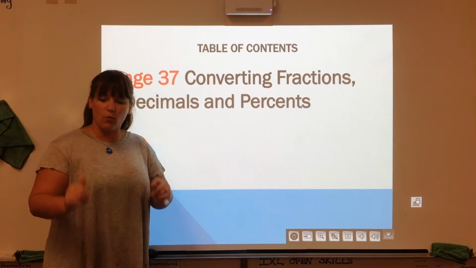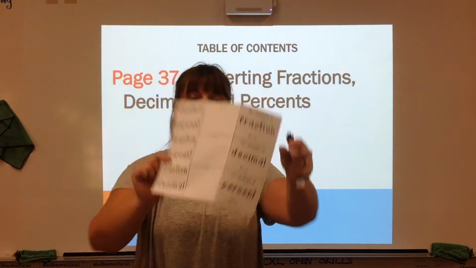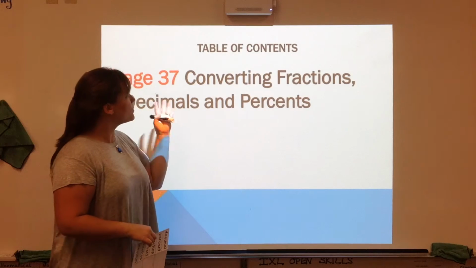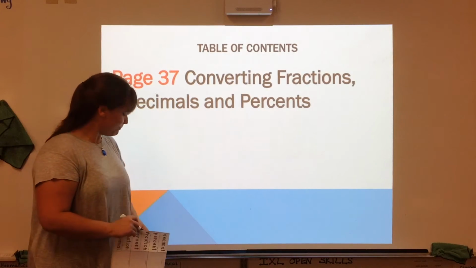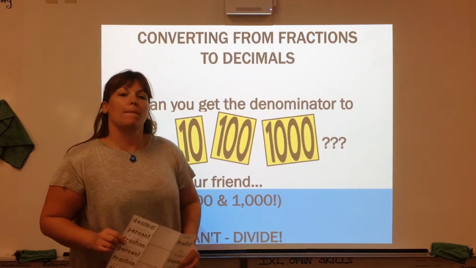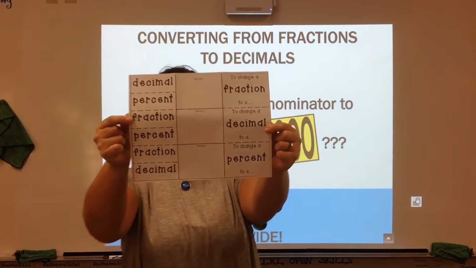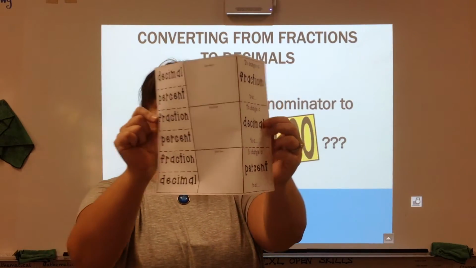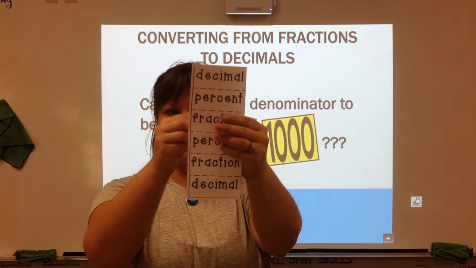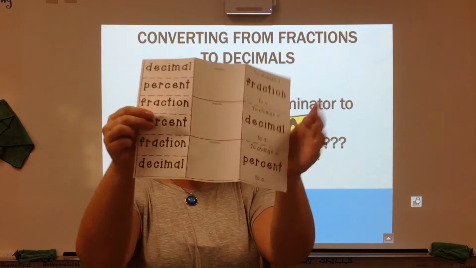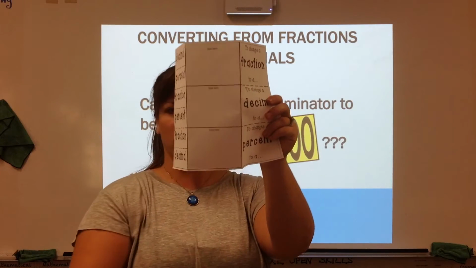You received one white piece of paper that looked like this, so you're going to need that. Please fill in the table of contents. We are converting fractions, decimals, and percents. So what you're going to need to do is actually take the foldable and fold so that you have 3 columns. So you're going to take your page and fold on the vertical solid line.